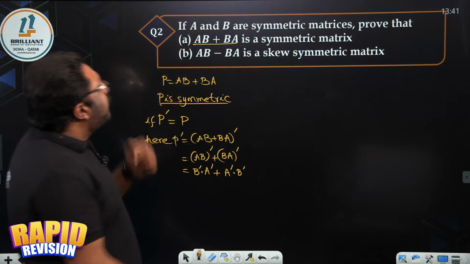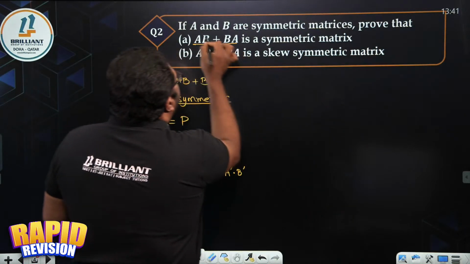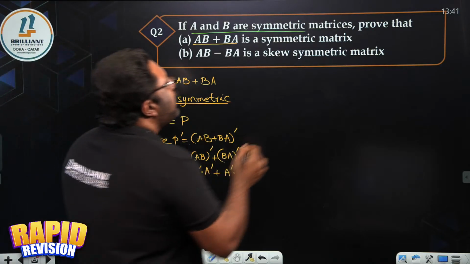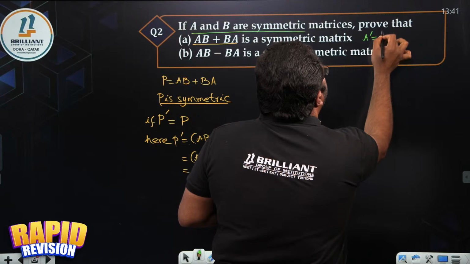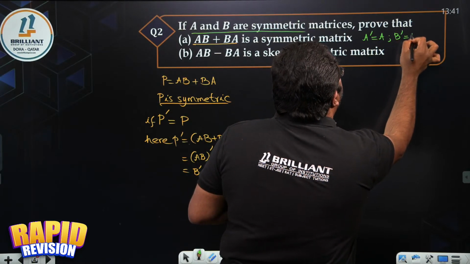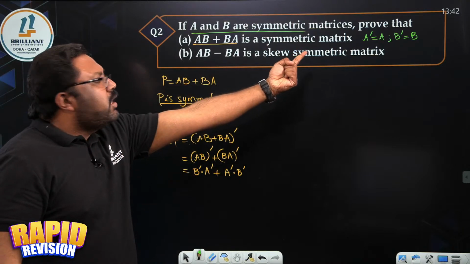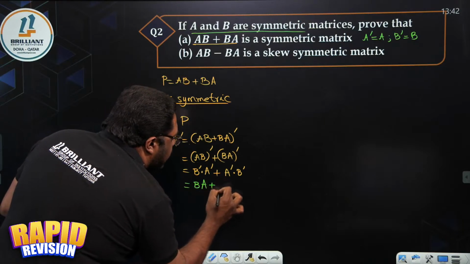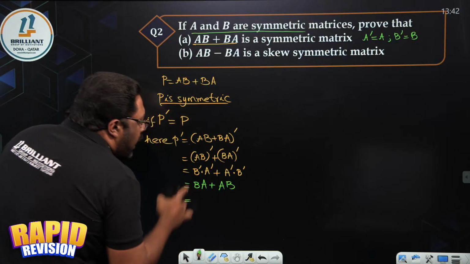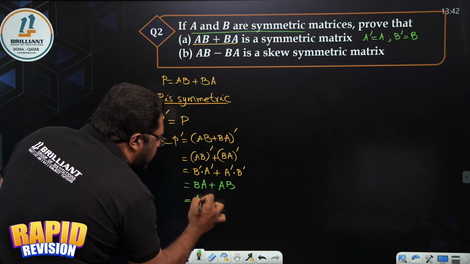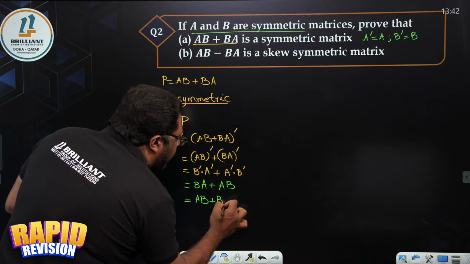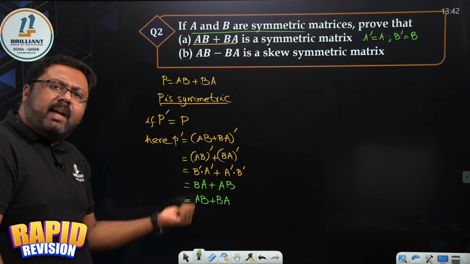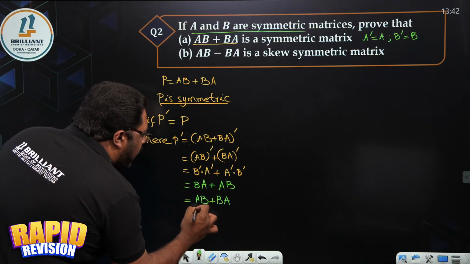But in the question it is given that A and B are symmetric. So if A and B are symmetric, A transpose equals A, B transpose equals B. Apply that condition over here. So B transpose can be written as B, A transpose as A, and this is AB. So AB plus BA is the same as BA plus AB, because addition of two matrices is commutative. So BA plus AB is the same as AB plus BA, which we know is P.